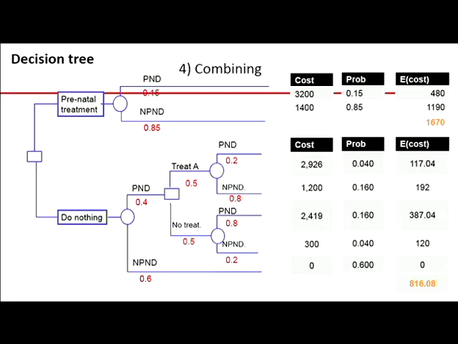Okay? So, just to clarify that point, let's say 2,926. See that number? Yep. By adding cost of PND, cost of prepay, and cost of PND. Yes. And after you've added all three, then you multiply it by the corresponding probability of ending up here.